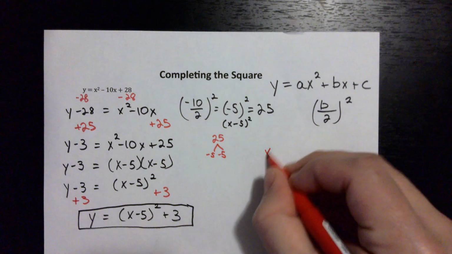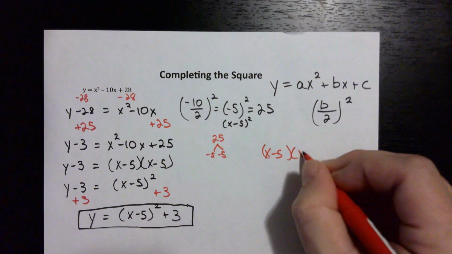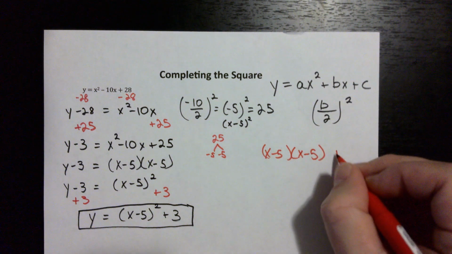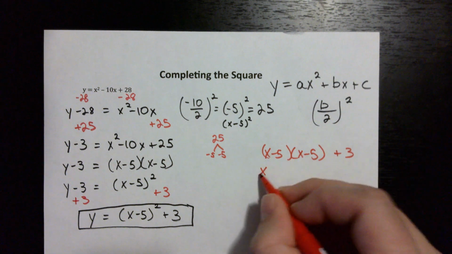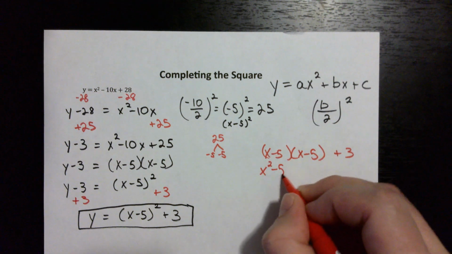So x minus 5 squared is the same as x minus 5 times x minus 5, and then plus 3. X times x is x squared. X times negative 5 is negative 5x.